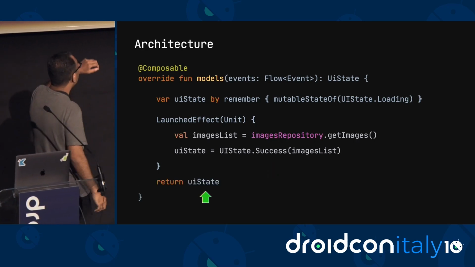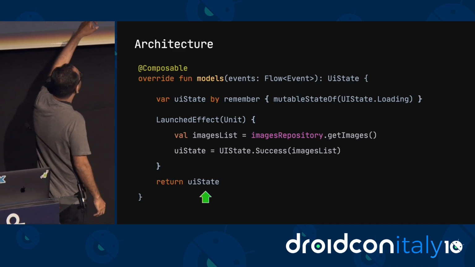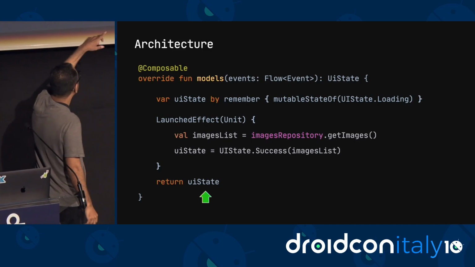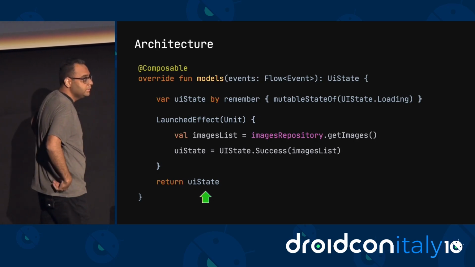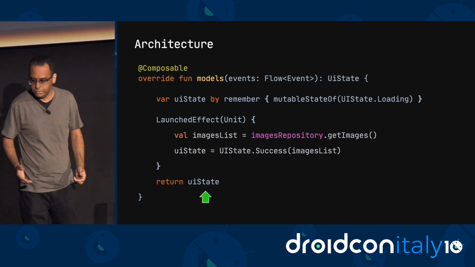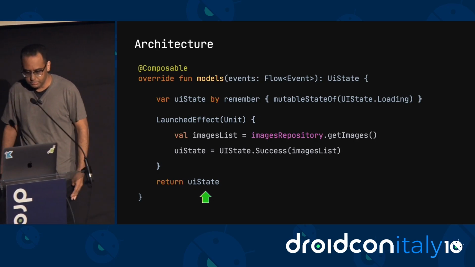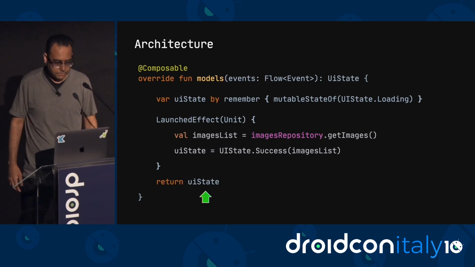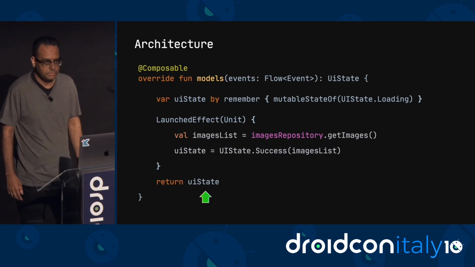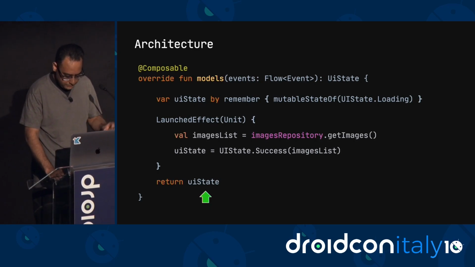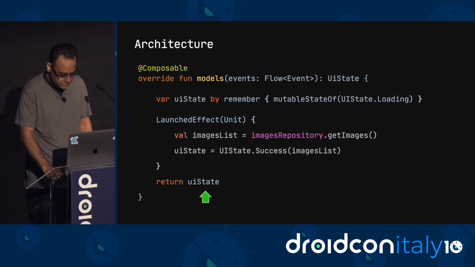So you could also now in here collect from that events flow and then change the UI state depending on which event happens. So this is where you would put all your logic. This is something simple, but this can get complex if it starts to get big. That's a story for another talk.